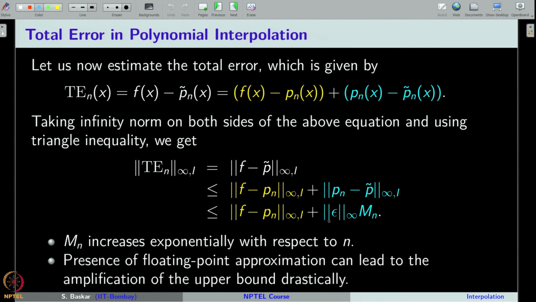And that gives us a possibility that even if this floating point error is very small, by choosing an appropriately large value of n, you may land up with a large total error because of this quantity Mn. That is the bad news from this error analysis of the interpolating polynomial. And this is especially a serious problem when we are working with equally spaced nodes, that is more important. Let us try to illustrate this through an example.